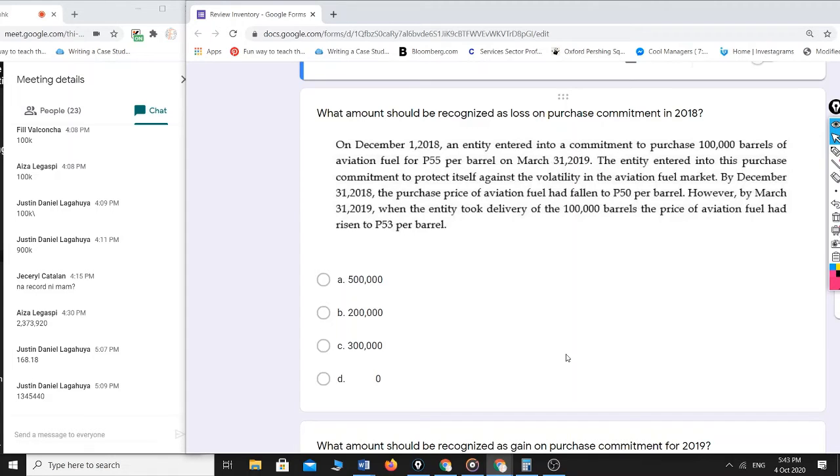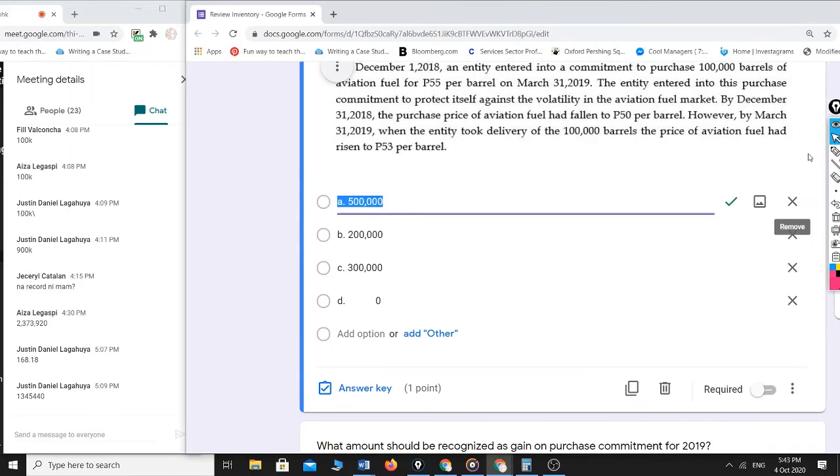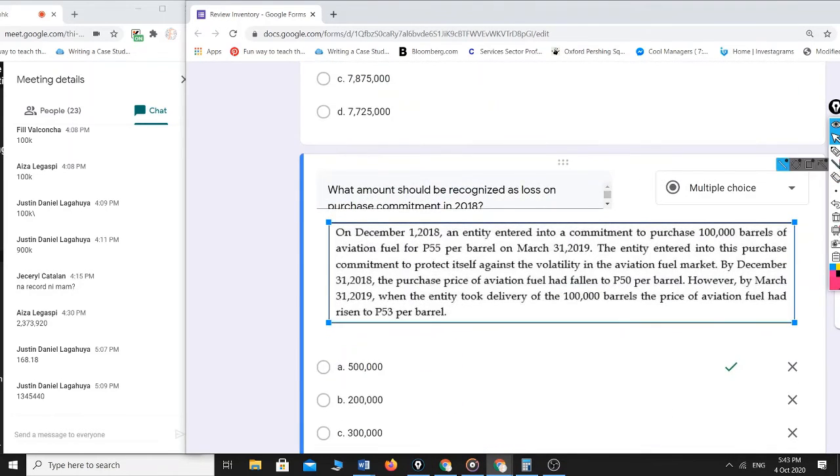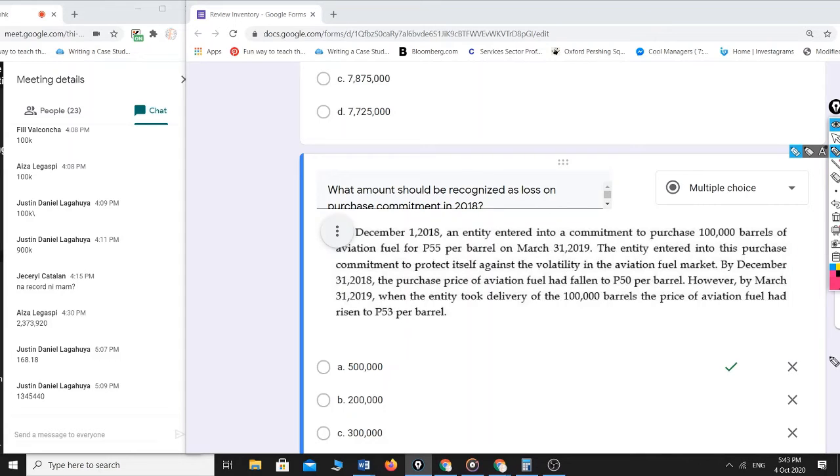Okay, so ang rule lang sa purchase commitment, what you should recognize, of course, nagbago na itong periodicity as of 2018 and 2019, dapat i-comply gihapon na to. So, okay, let's use the problem.